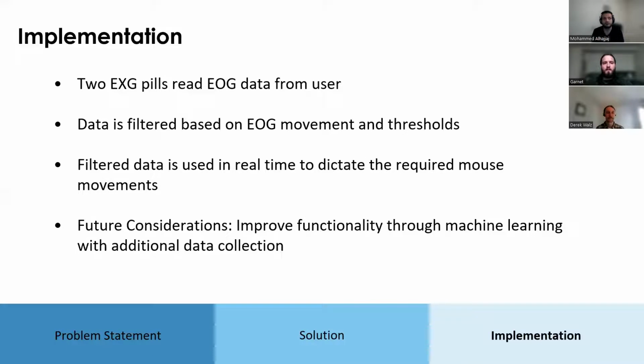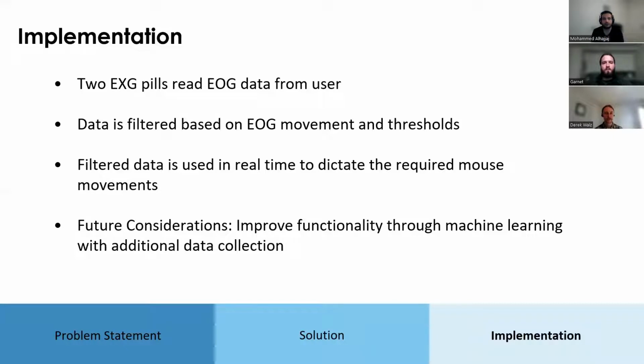So how we implemented this was by using 2 sets of EXG pills, one to monitor up and down movement of the eyes and one to monitor left and right movement of the eyes. The raw signal we read off those is being transferred into the computer and analyzed to determine what way the eyes just moved. And from that, we can control the mouse.